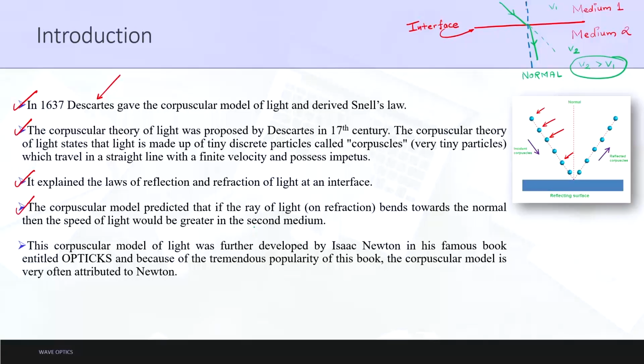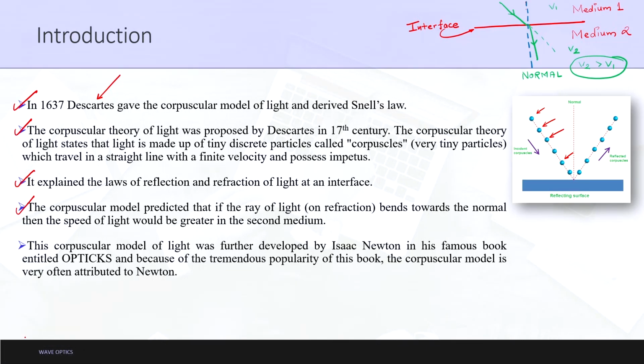But for now, what does the corpuscular model say? Corpuscular theory of light says that if there is an interface, a medium 1, a medium 2, and a normal, and an incident wave is passing through it and refracts towards the normal, the corpuscular model of light states that the velocity in the second medium is greater than the velocity in the first medium. So, this was the only point I explained with a small diagram here. Let us move on.